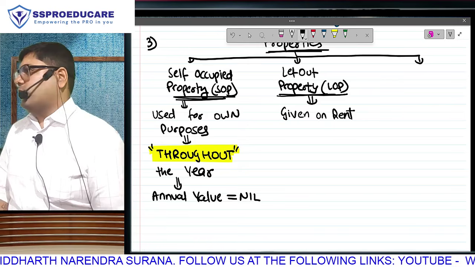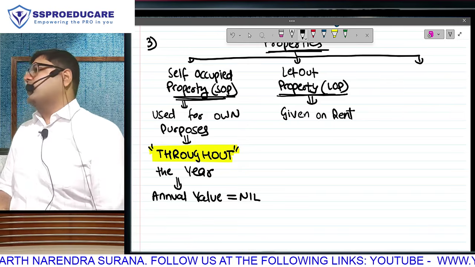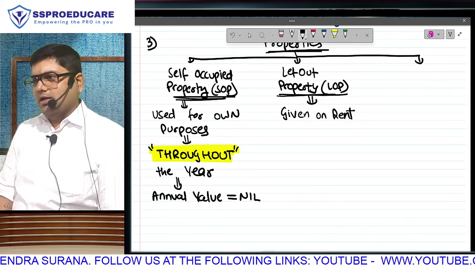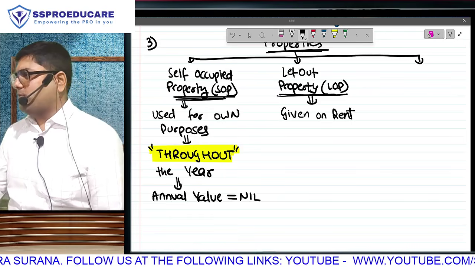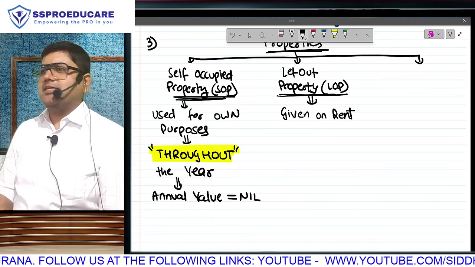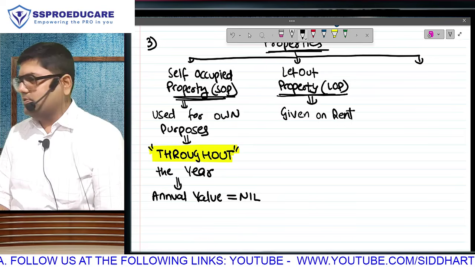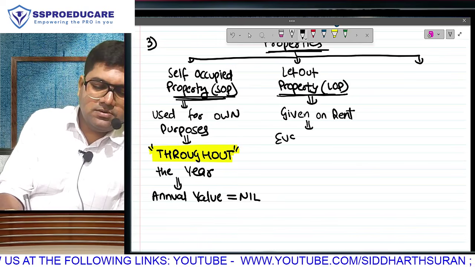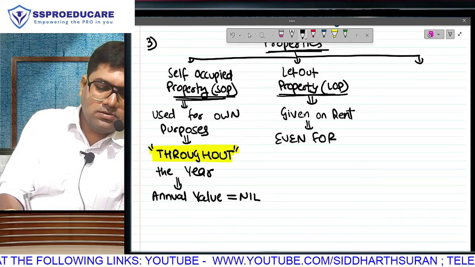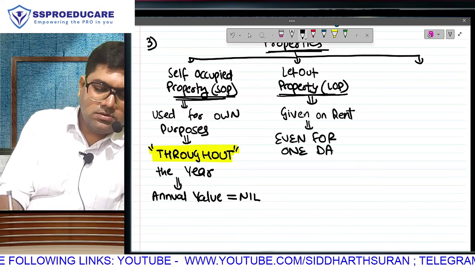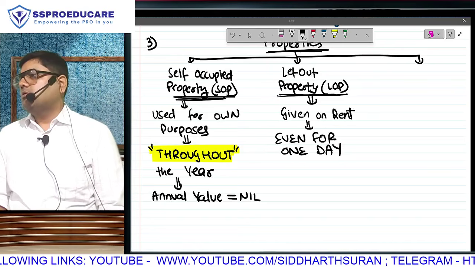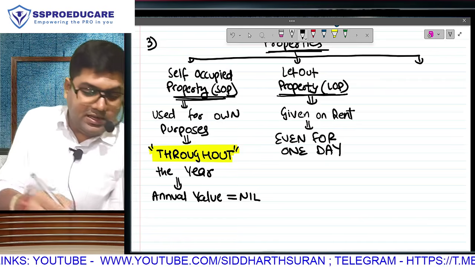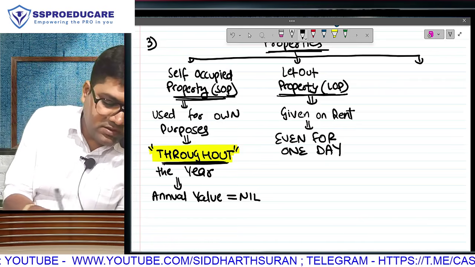Look, in self occupied you are living, in let out you have given on rent. These are words that you can understand by yourself. If it is only this simple, then you probably don't need anyone to teach you all this. At least some value addition the teacher should also do. So the most important thing is this. A property can be classified as SOP only and only on this one word. Which word? Throughout the year.